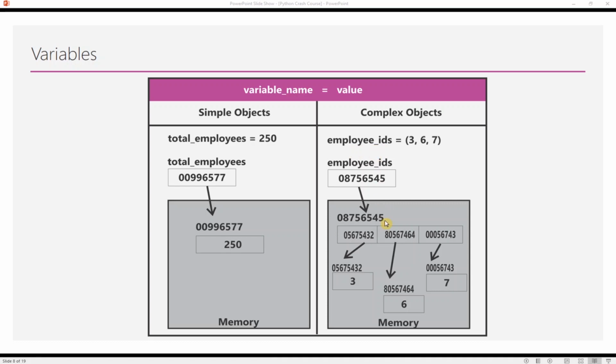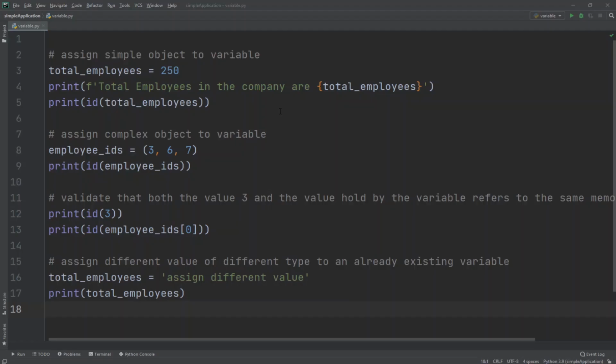Internally, Python reserves a contiguous block in memory to hold these three values, and the address of this block is copied over to the variable employee_IDs in the same way we have seen for simple objects. The thing that is worth noting here is that the reference to the complex object also holds references to its values instead of holding those values directly within. We can further validate this point by making use of the built-in id function that returns the memory address of the object. Let's switch to the IDE to see these variables in action.